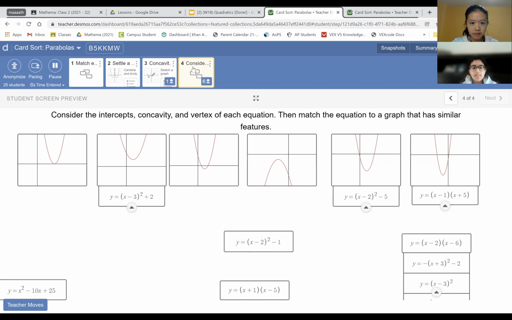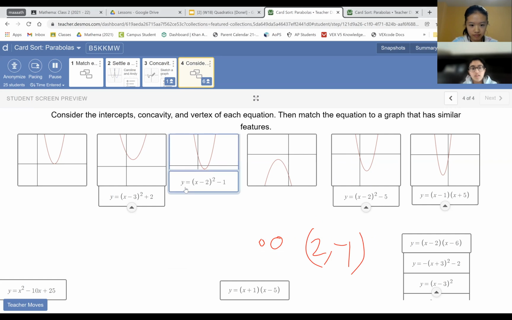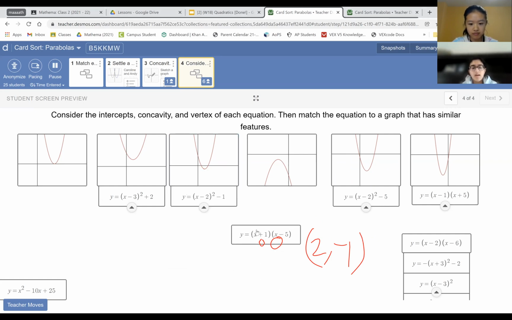Okay, then y is equal to x minus 2 squared minus 1. So this again is in the vertex format. So we can see 2, comma, negative 1 is the vertex. So this is closer to the x-axis, which is a horizontal axis, than the y-axis. So it would fit with the third, right? Because it's concave up and it has the vertex of 2, comma, negative 1.